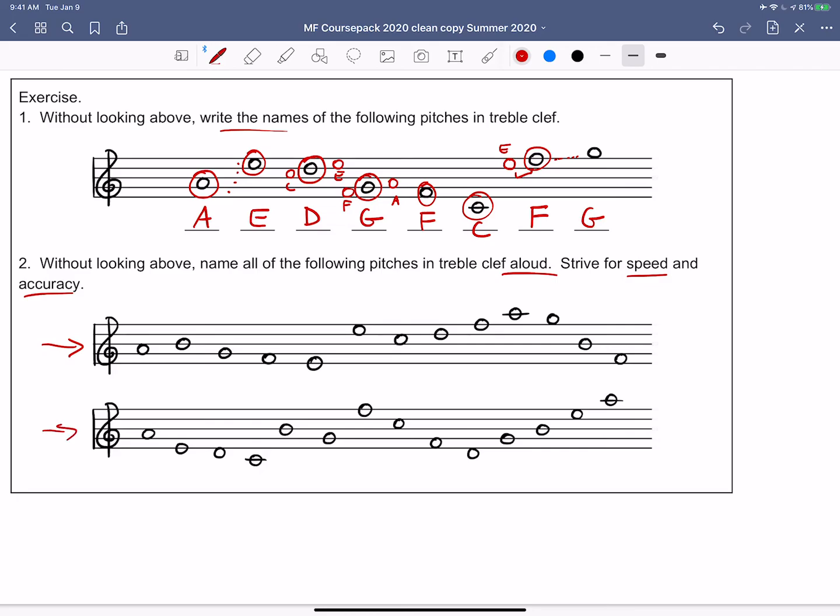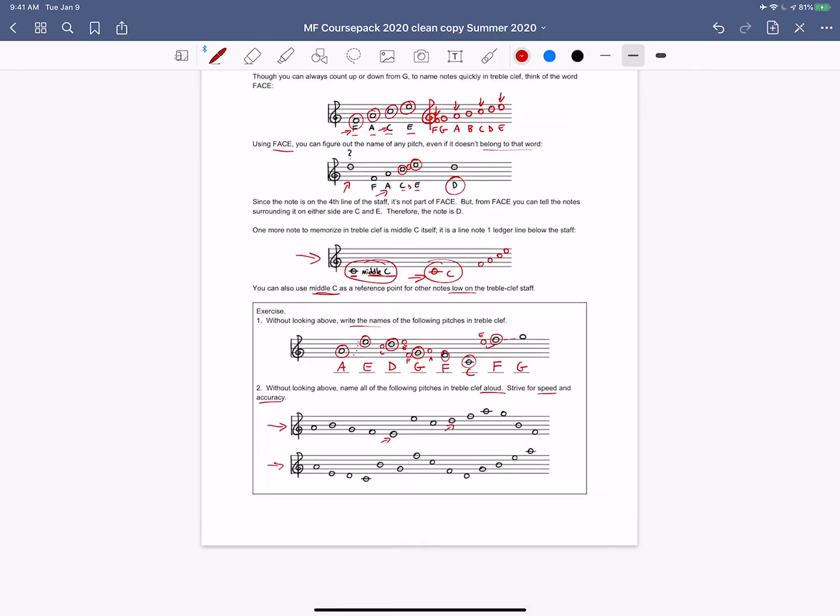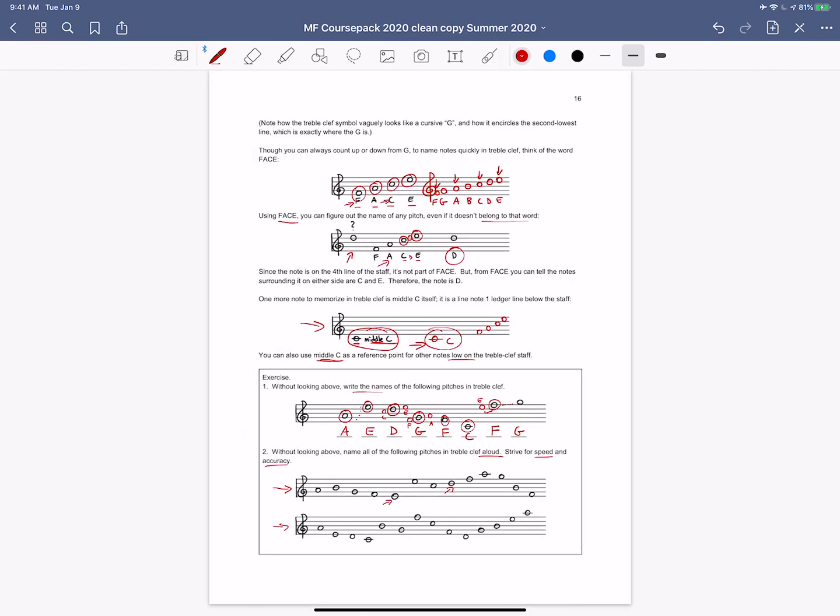Now, at first, you're going to want to think things through. You're going to want to just relate everything to FACE. Once you get comfortable with that, you'll start memorizing some other notes. You might, for instance, just flat out memorize that that one's an E and that this one is a D, and so on. But try not to write anything down because this is a great drill to solidify your fluency with these notes. And I think that's where we'll leave it for now.